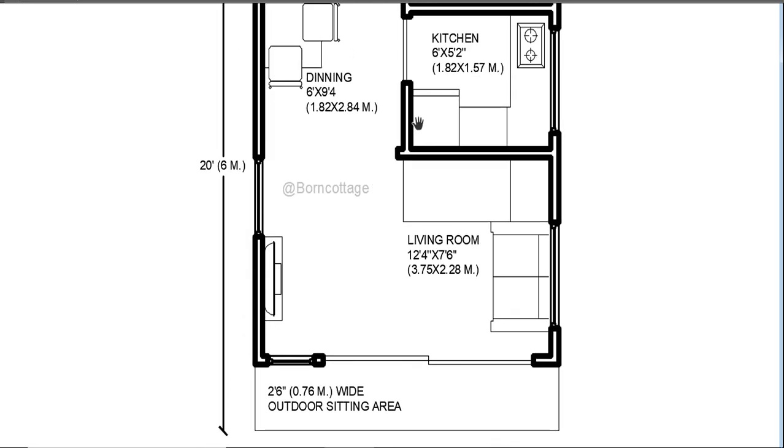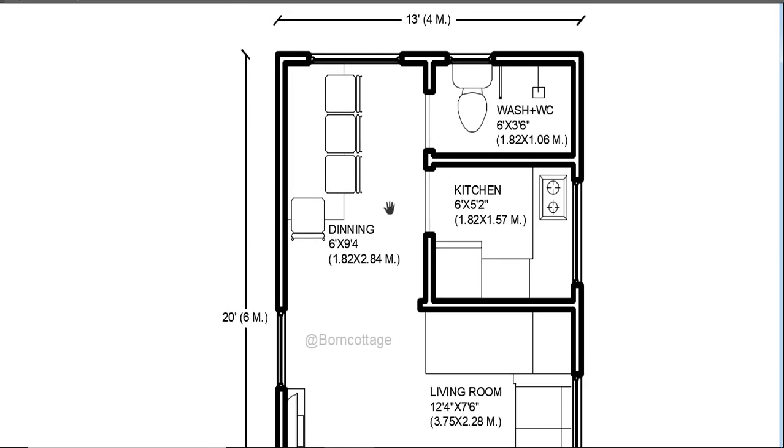So on the right side we have the kitchen area. The size of the kitchen is 6 feet into 5 feet 2 inches, in meter 1.82 into 1.57 meter. You can see here the kitchen counter, burner, sink and also refrigerator arrangement. And we have a window for ventilation of this kitchen. After that we will go inside.